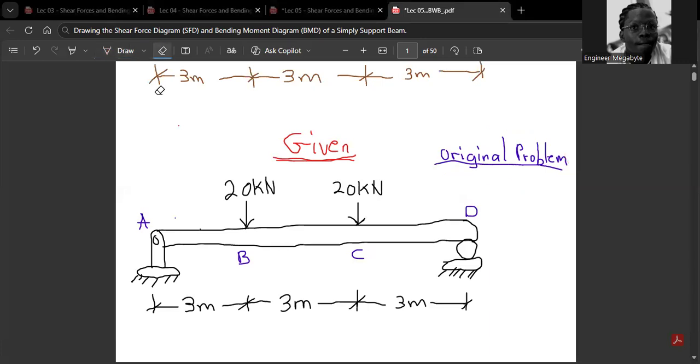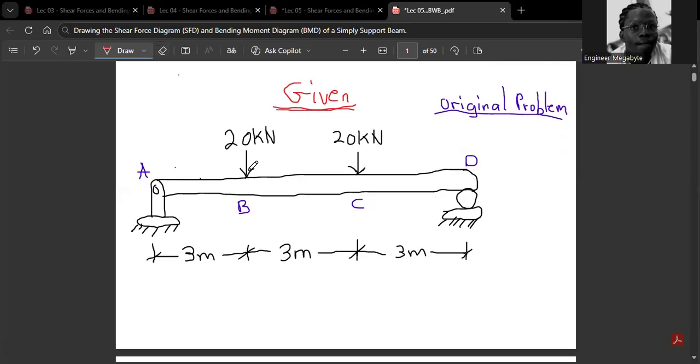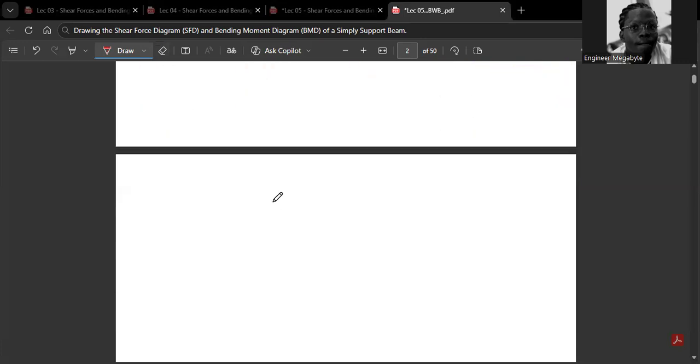We are going to the solution. Over there, we can write solution, and then we continue from our free body diagram. So I'm just going to put solution over here like this. So this is my solution.